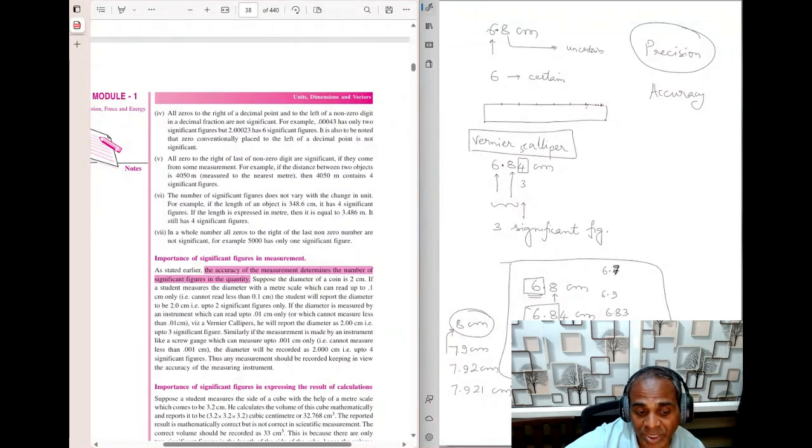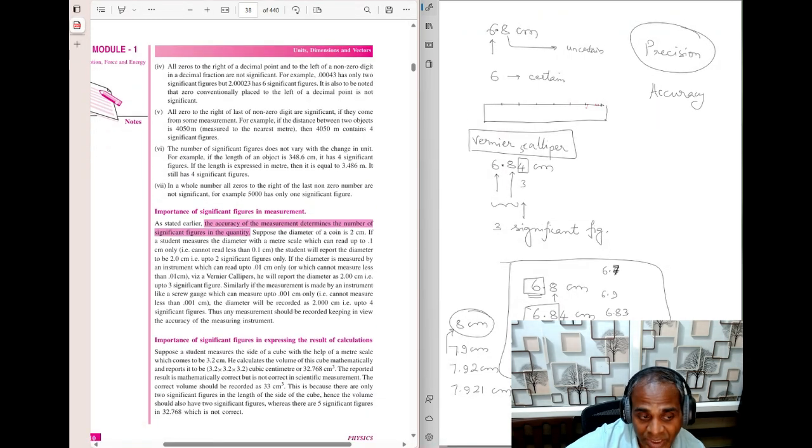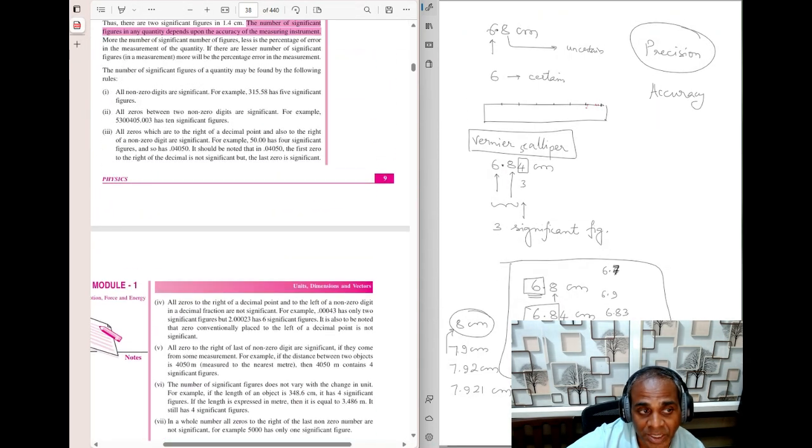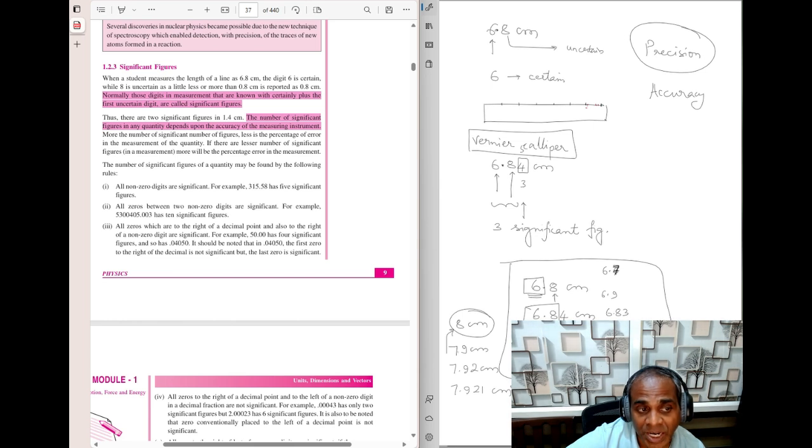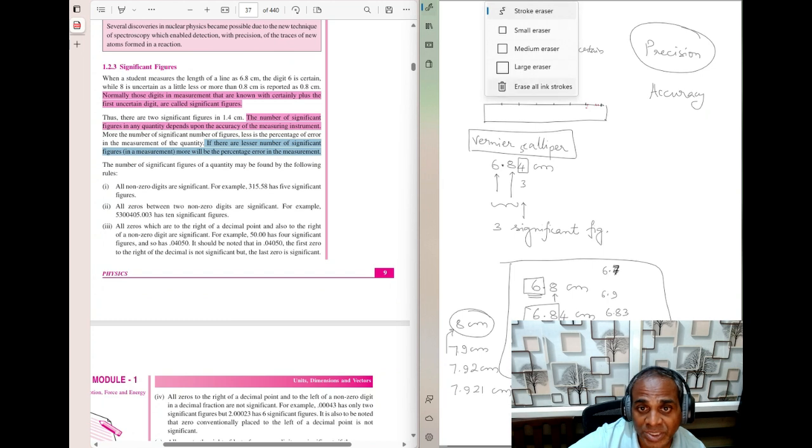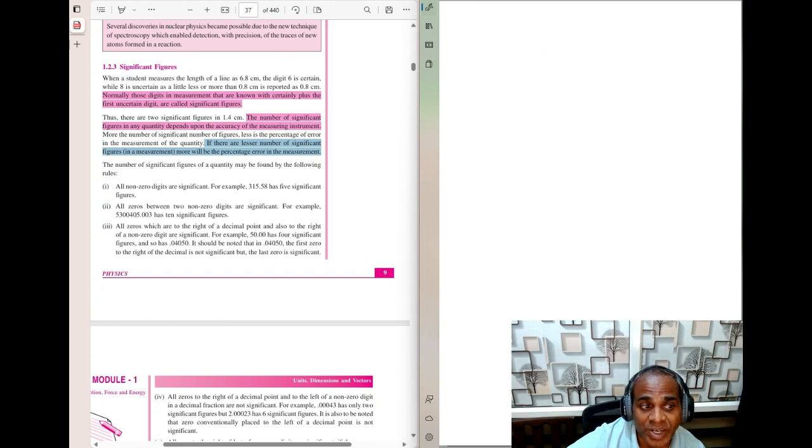Any measurement should be recorded keeping in view the accuracy of the measuring instrument. And that is why significant figures and the calculation of the number of significant figures of a quantity is important, right? If there are fewer significant figures, the percentage error will be more. If there are more significant figures, the percentage error will be less. So now, having understood this, let's see how to find the number of significant figures in a quantity.